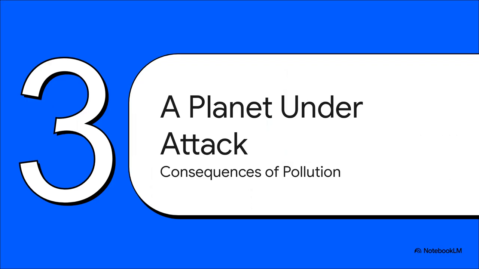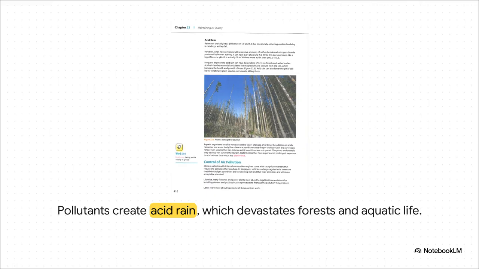So, we've met the pollutants. Now let's look at the fallout. What kind of damage do these chemicals actually do when they're out in the world? Well, when pollutants like sulfur dioxide and nitrogen oxides get into the atmosphere, they dissolve in the tiny water droplets in clouds, and what you get is acid rain. Now, normal rain is already a little bit acidic, but acid rain can be up to 30 times worse. It messes up the pH of lakes and soil, which is devastating for fish and for entire forests.